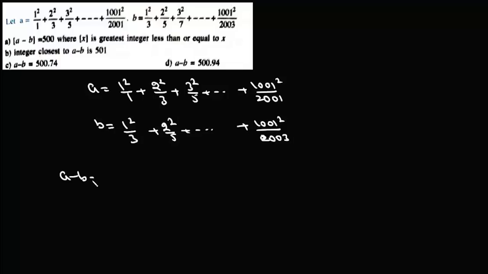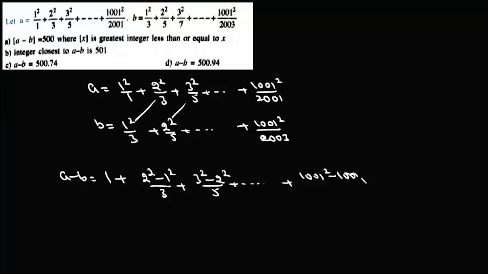Now if we write A minus B, we'll take these terms together. So it will be this 1 plus, and here will be this 2 square minus 1 square by 3, and then 3 square minus 2 square by 5, and here we'll have 1001 square minus 1000 square by 2001, and then minus 1001 square upon 2003.